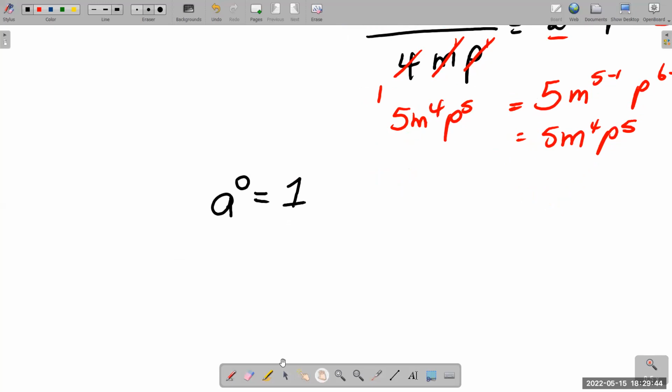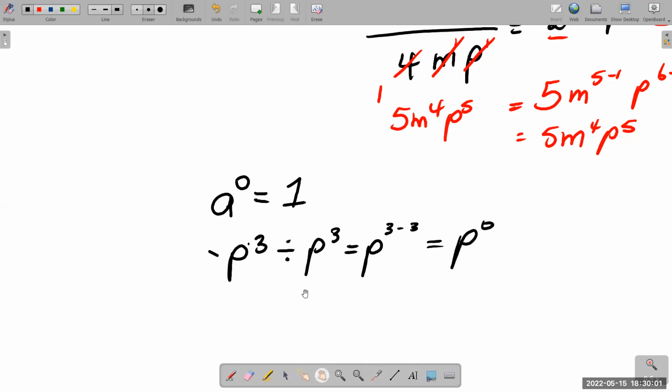We can't forget these things. Let's show an example: P to the third power divided by P to the third power. Let's do it the long way. What does this mean? P to the power 3 minus 3, which is equal to what? P to the 0. But let's work it out.